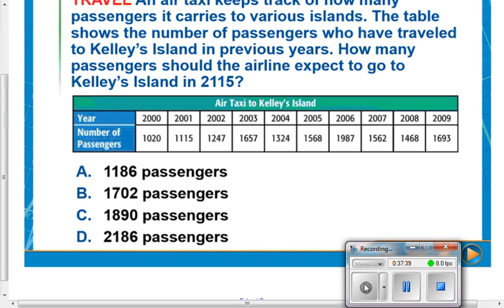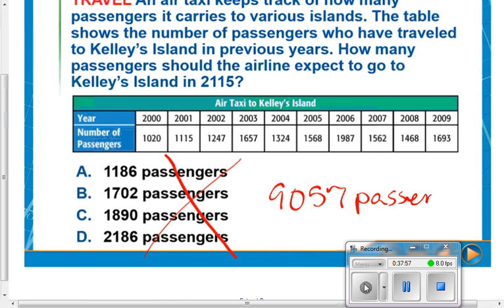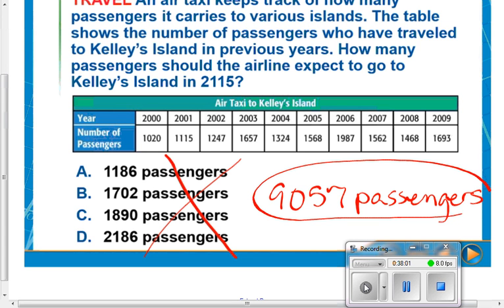But in problem 15, basically, none of these answers will work. The correct answer is that you could expect 9,057 passengers. Okay? That would have been the correct answer. All right. Let's go to the next one.